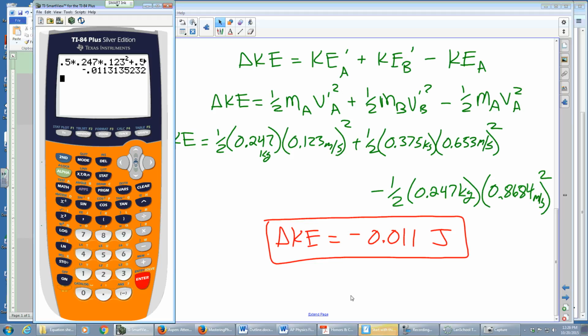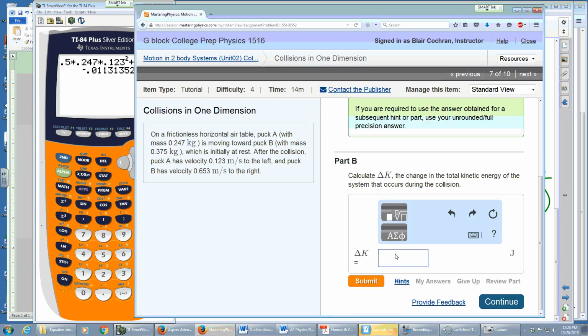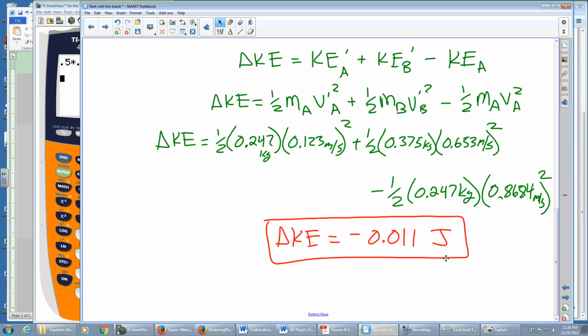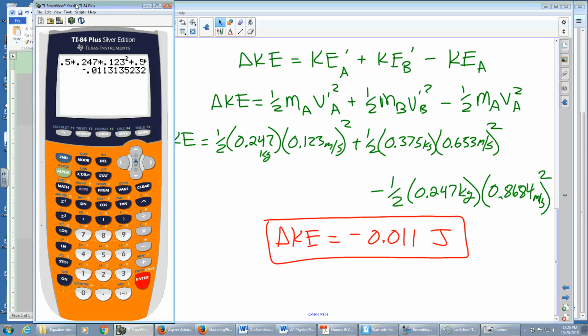Let's see. Negative. Incorrect. Uh-oh. Where did I make the mistake? Yes, ma'am. Could you do it in parentheses so that it wasn't, because is that squared? I feel pretty good about my order of operations.